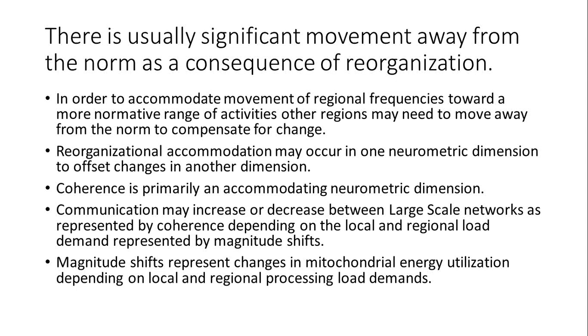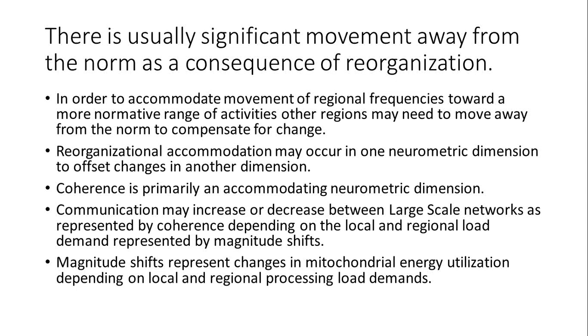Reorganizational accommodation may occur in one neurometric dimension to offset changes in another dimension. This is what we mean when you look at that meter that says reorganization. Coherence is primarily an accommodating neurometric dimension. What we see and what we read in the literature is the brain alters its communication levels in response to challenges. And when resources get overwhelmed in one area of the brain, the other areas of the brain move in to aid and assist. And that's called compensation. And you see that in terms of increased coherence and connectivity in the brain.